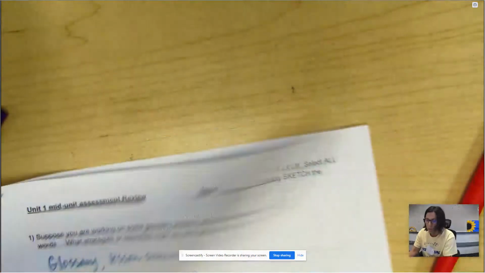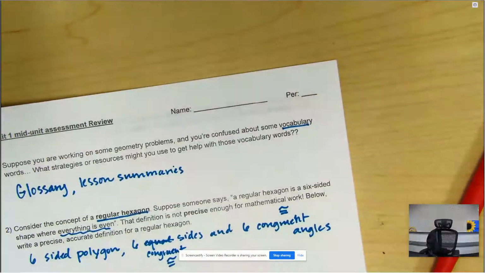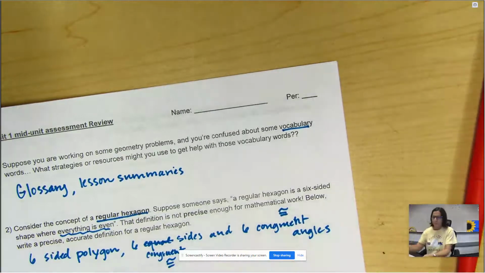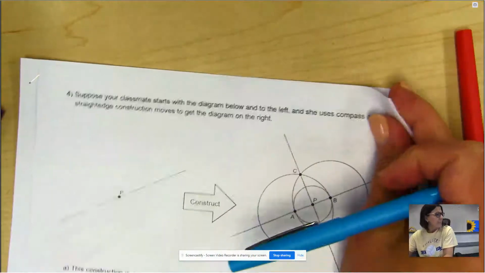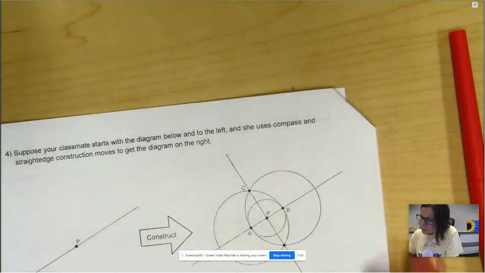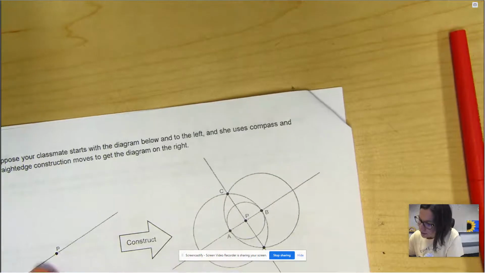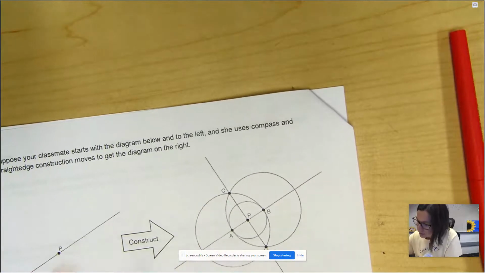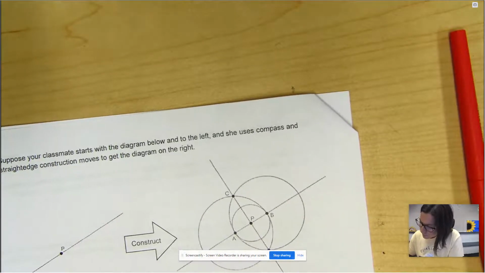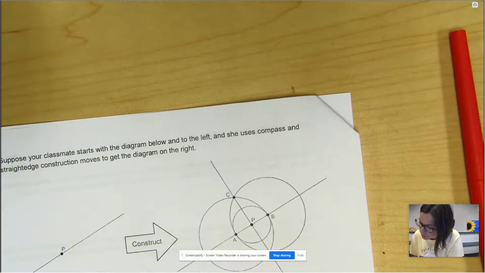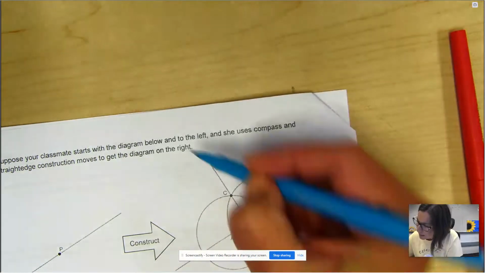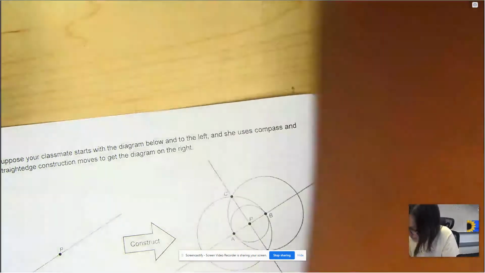All right, so of course I marked up all this. Let me get a new copy real quick. Okay, so let's go right here. Number 4. Suppose your classmate starts with this diagram on the left, and then she uses compass and straight edge construction to get the diagram on the right. So she started with just this. This construction should be familiar to us. Your classmate's goal was to construct this line CD, this end result.